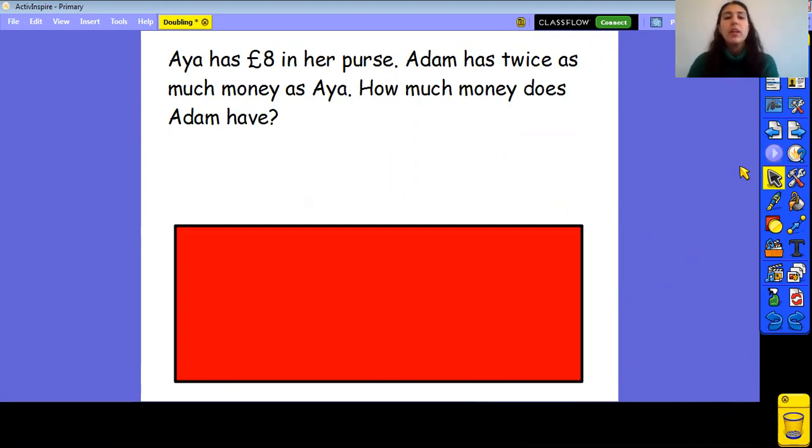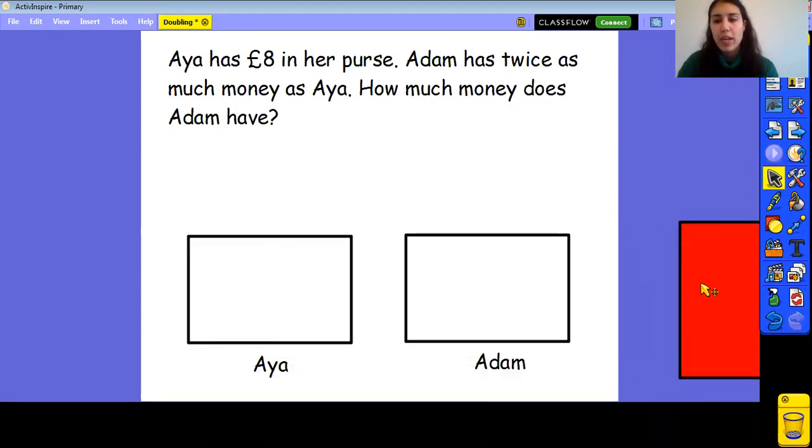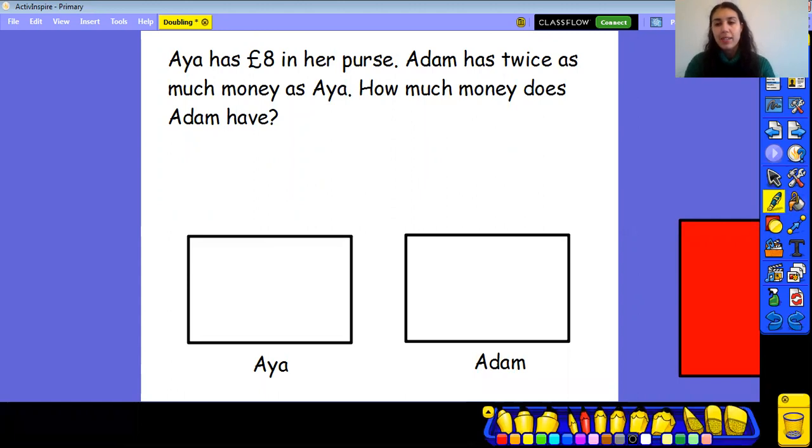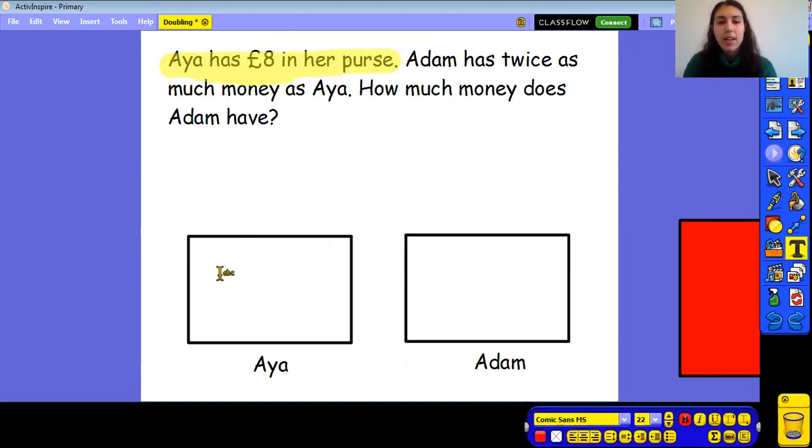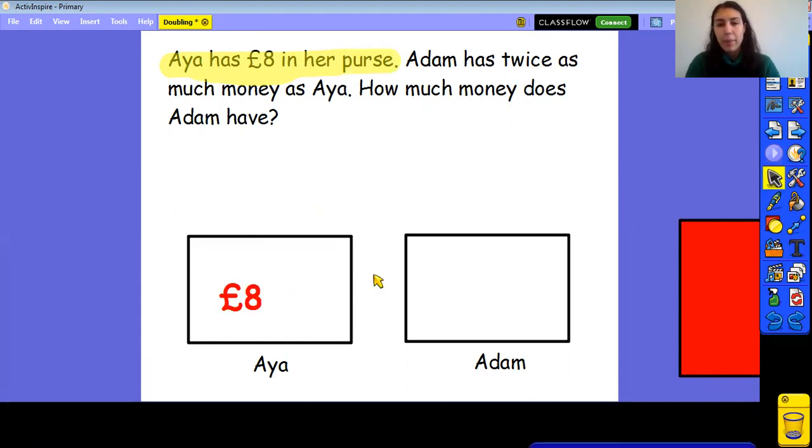So Aya has £8 in her purse. Adam has twice as much money as Aya. How much money does Adam have? So whose amount do we know? Adam's or Aya's? Excellent. We know that Aya has £8 in her purse. So in Aya's purse, I'm going to write that she has got £8. There you go. Aya's got £8 in her purse.